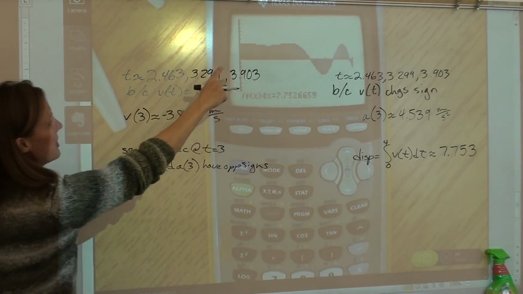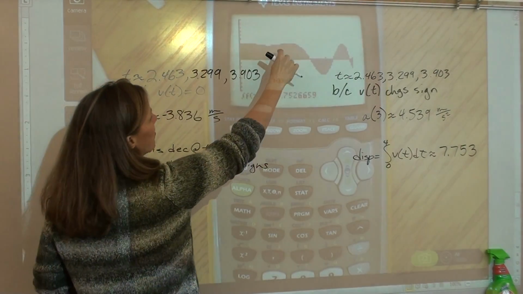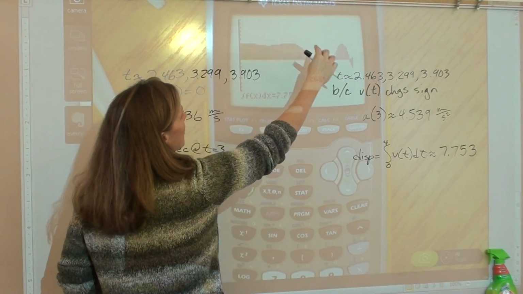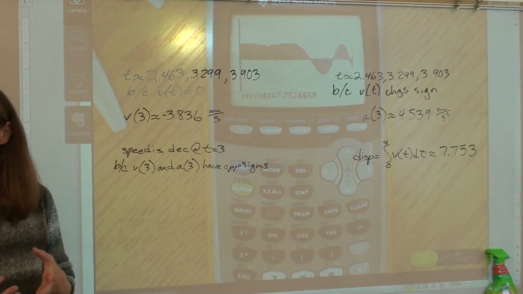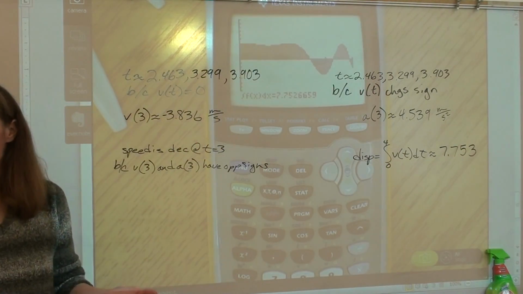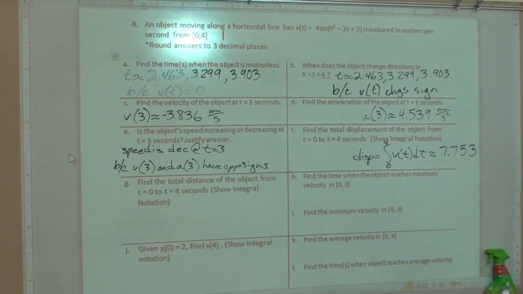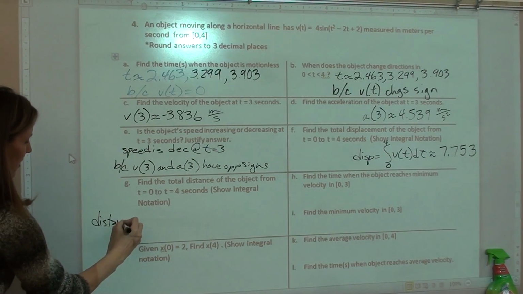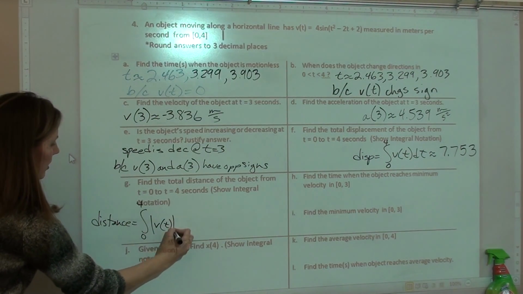Alright, so this is displacement. When you were given the graph, positives stayed positives and negatives stayed negatives, right? Like if this was 10, you do 10 minus 3 plus 2 minus 1, to find your displacement. For distance, you need everything to be positive to add them all together. So distance is the integral of the absolute value of velocity. For this, my distance is the integral from 0 to 4 of the absolute value of velocity.